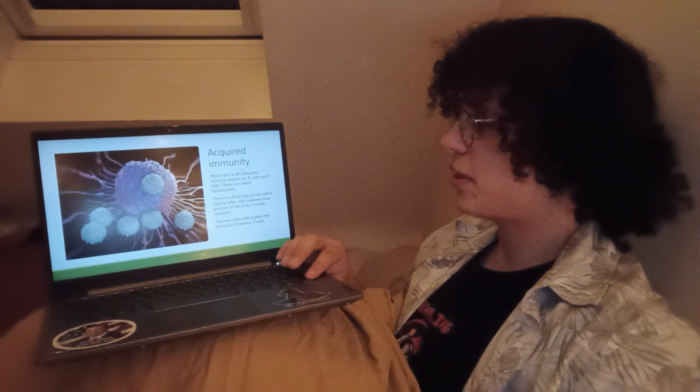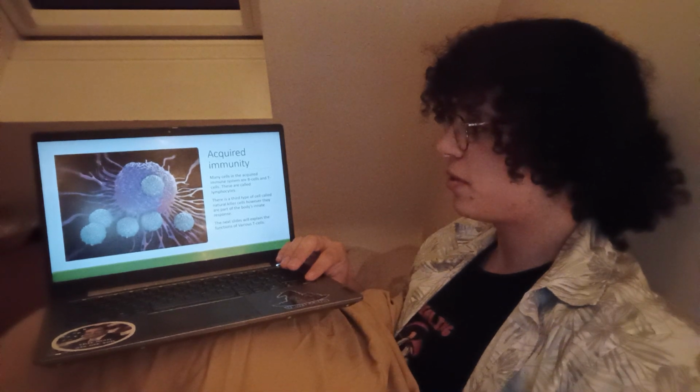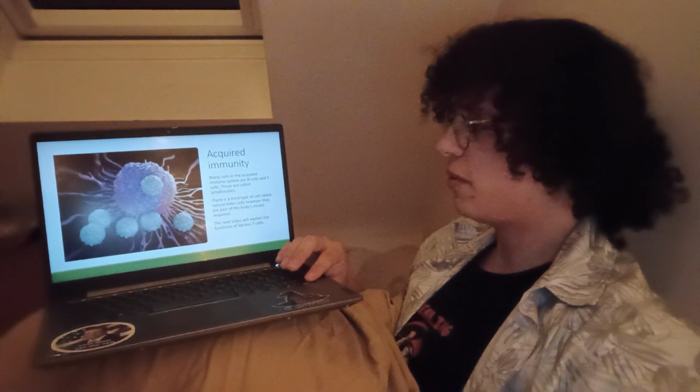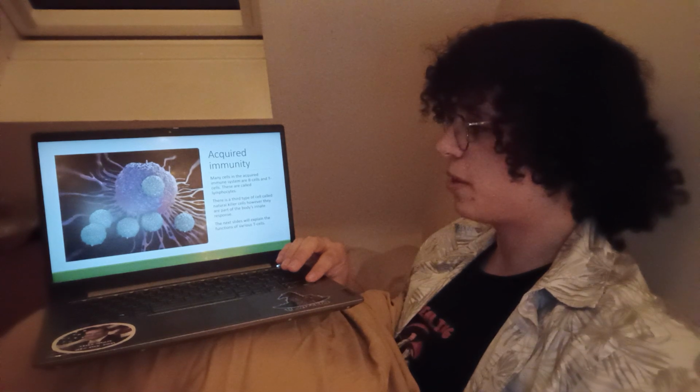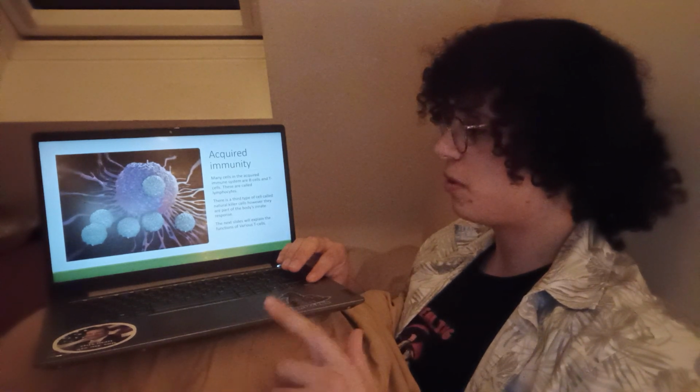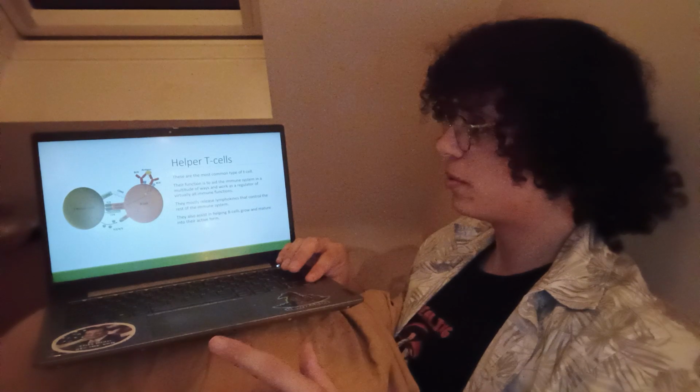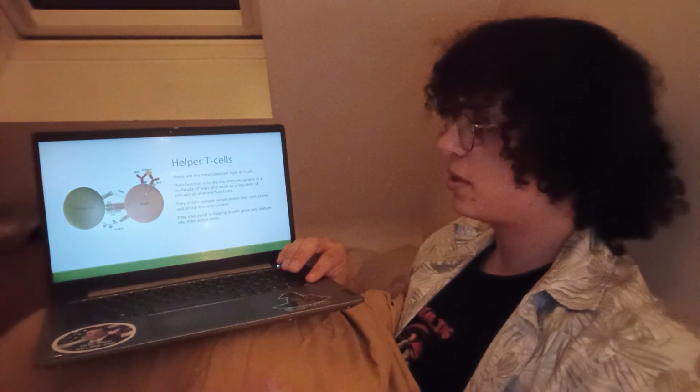Acquired immunity. Many cells in the immune system are B cells and T cells. These are called lymphocytes. There's a third type called the natural killer cells, however they're part of the innate body response, not this. The next slides will refer to the types of T cells.